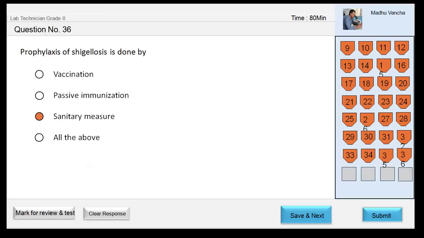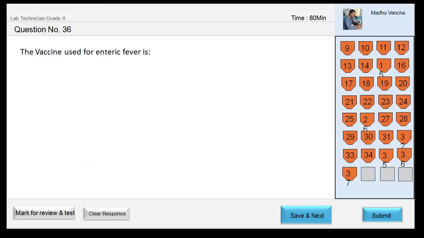So there is no vaccination. A vaccine is not available for Shigella and there is no passive immunization also. So here the right answer is sanitary measures. By following hygienic conditions, we can prevent shigellosis.